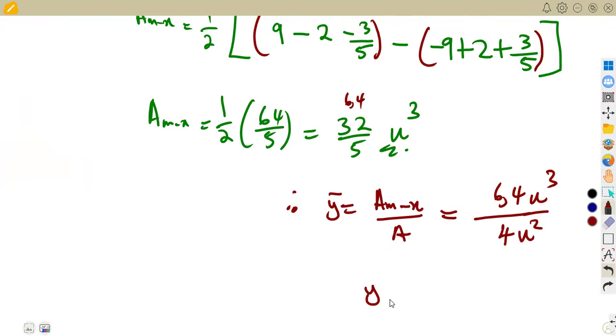So this gives us the distance from the x-axis, which is the centroid distance from the x-axis. That is going to be 8 over 5. So it will be 8 over 5 or 1,6 units. So that is the idea there, just like that.